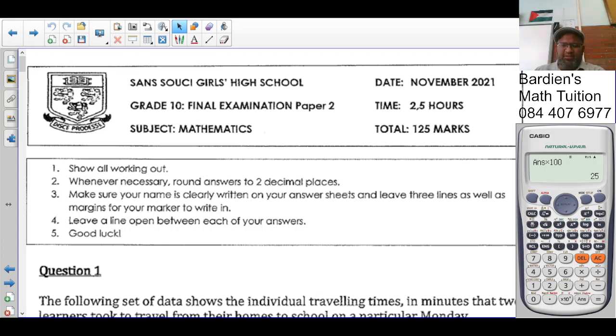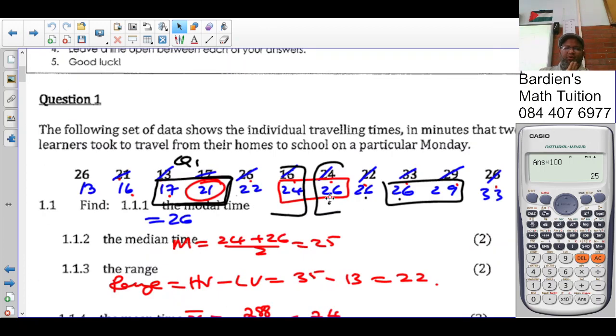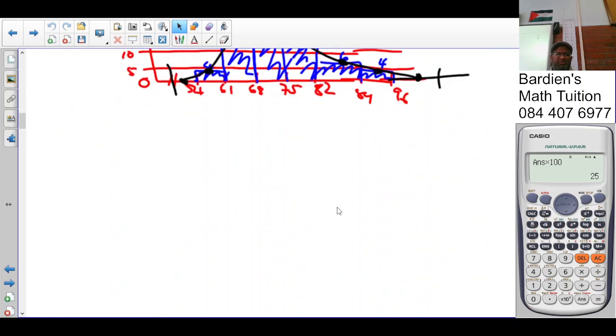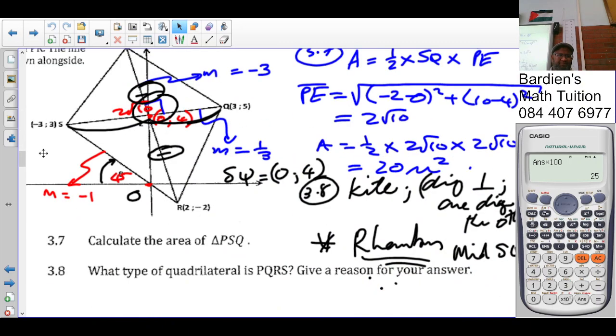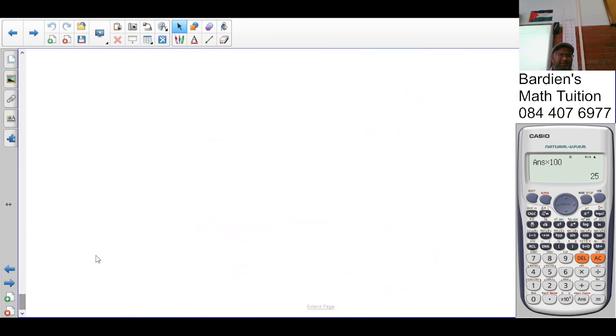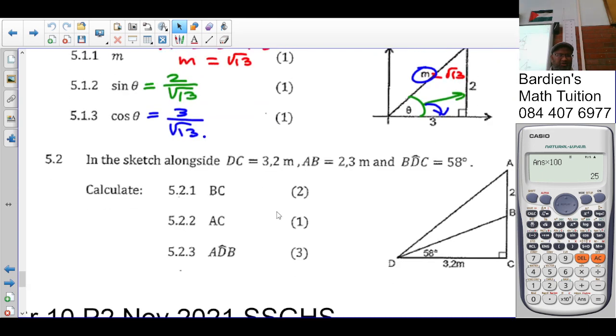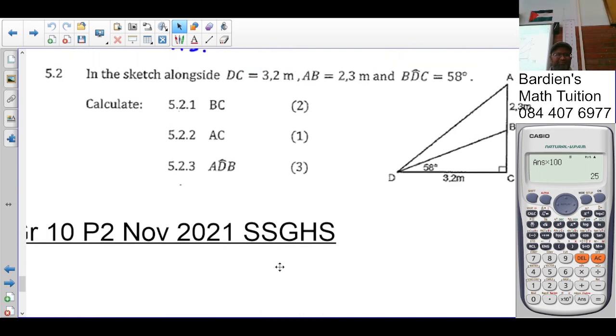Okay, good afternoon, class. At this point we are looking at the Grade 10 final examination Paper 2 that was written in November 2021, which was last year. We have dealt with Question 1 to Question 5. Is that where we stopped? We are in 5.2 now.